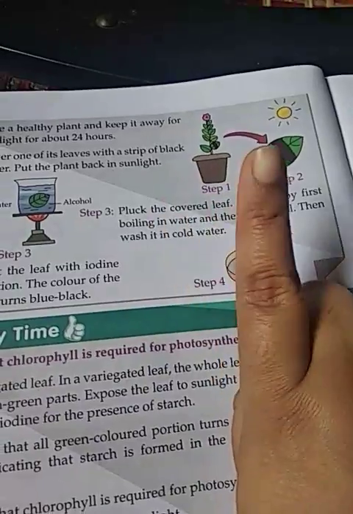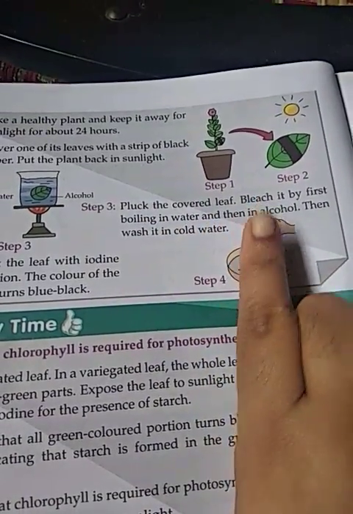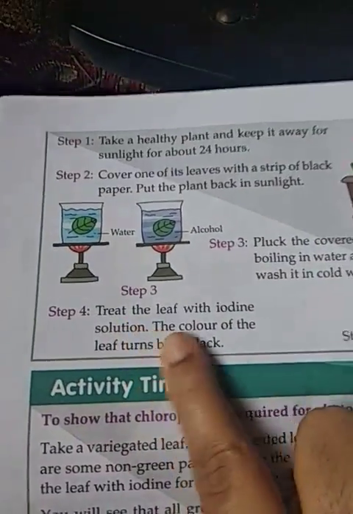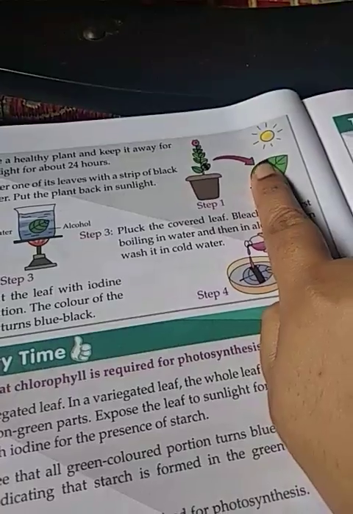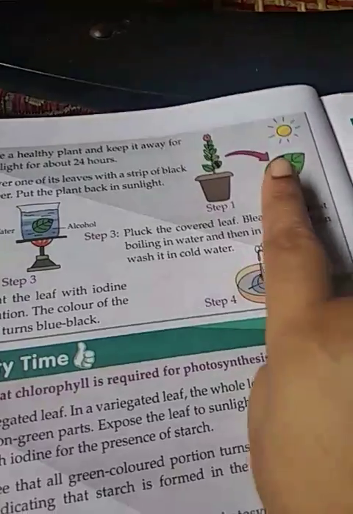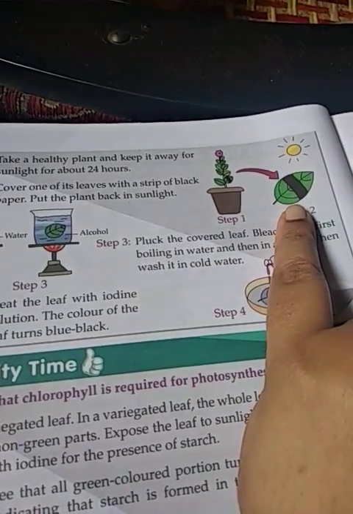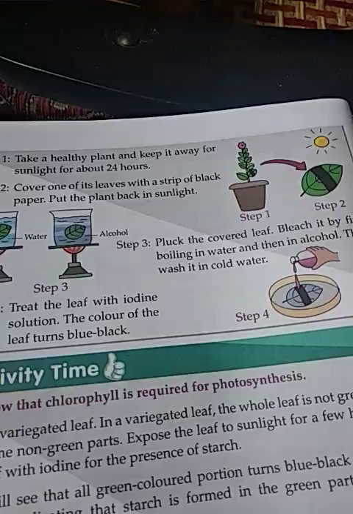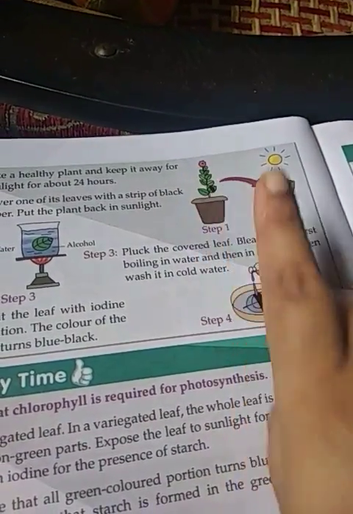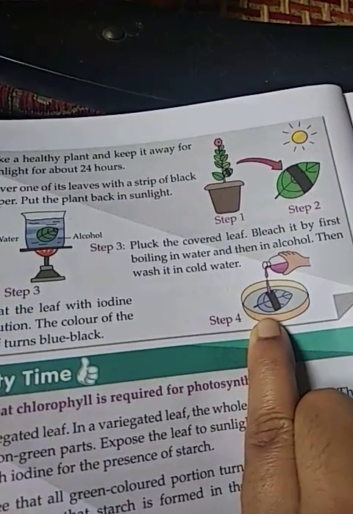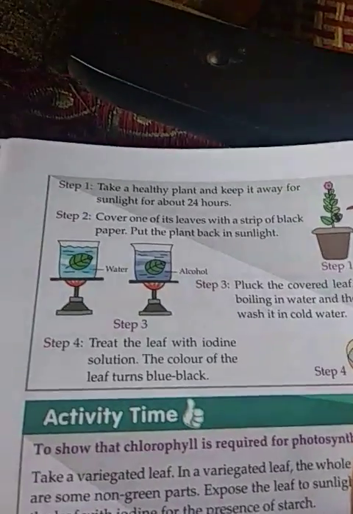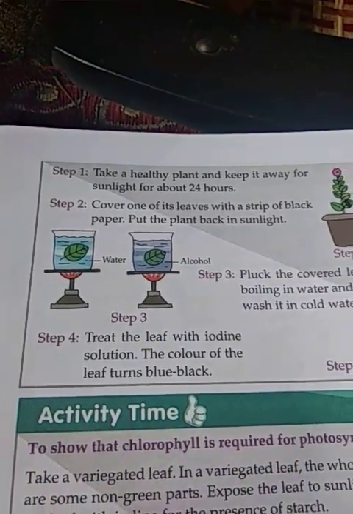Then we wash the leaves with cold water, and put iodine solution on both leaves. And then what is our result? We find that the leaf which was covered with paper does not turn blue-black on putting iodine, because starch is not present there, and the leaf which was in sunlight had starch, and it turned blue-black on putting drops of iodine. So this shows the experiment.